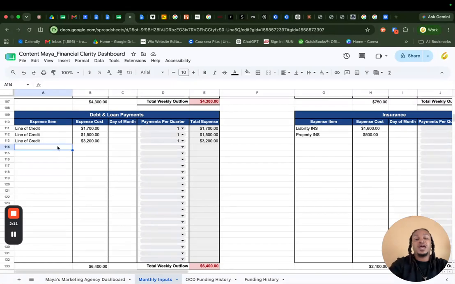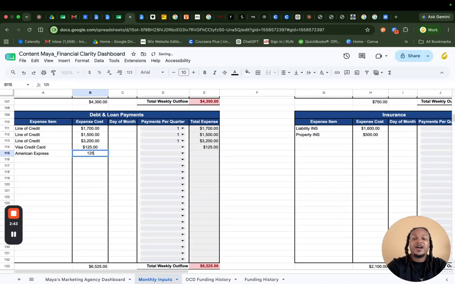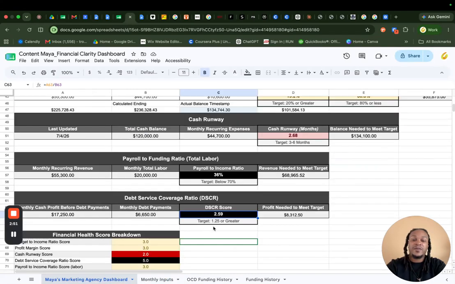Let's say I wanted to add another line of credit. Let's do credit cards first. Let's say I have a Visa credit card. I just have one Visa credit card, and I have to pay $125 minimum each month. And let's say I have an American Express, also $125 minimum each month. Let's see how that affected my DSCR score, which was 2.7 before. All right, we moved down to 2.59.